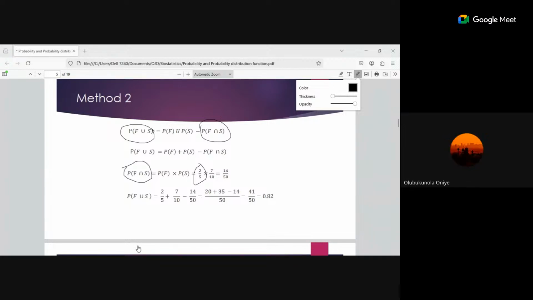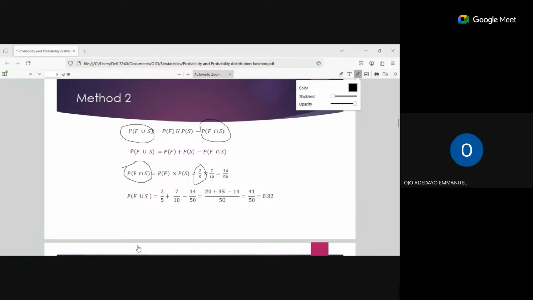Sir, my question is, this second method, thank you, sir, for the teaching. My question is that second method, why did you have to include the intersection in the formula? Since we are asked to find the probability that both of them survive, why didn't we just go straight and do probability of father surviving union probability of son surviving? Why do we have to include the negative? Is it because they said at least?